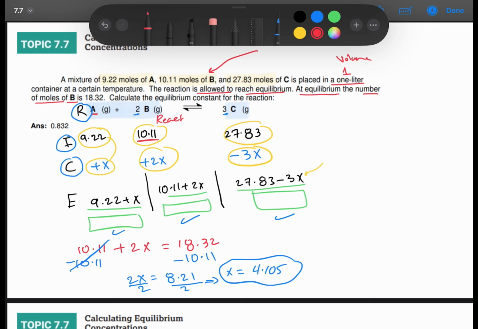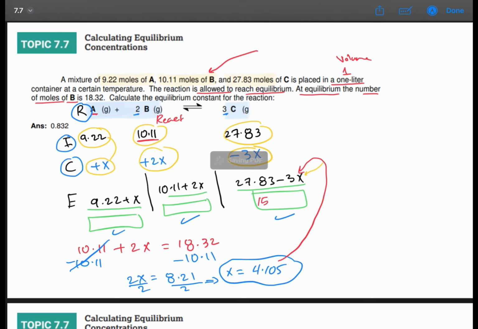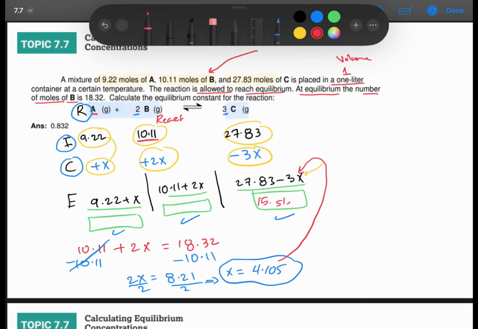All right, so I determined the value of x. Okay, if you substitute the value of x in here, then the answer is going to be 15.515. You know how to substitute it. You're going to say 27.83 minus 3 times the value of x, which is 4.105. That's a very simple one. Let's complete the one in here. For sure, the value of B is given to us, which is 18.32. I don't need to make any changes to it. And so here we have 9.22 plus 4.105. The answer is equal to 13.33.